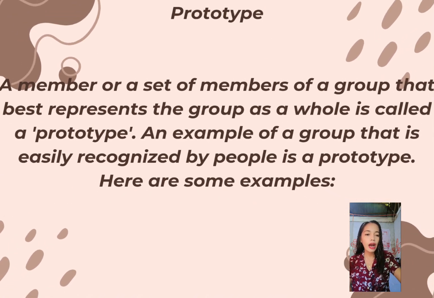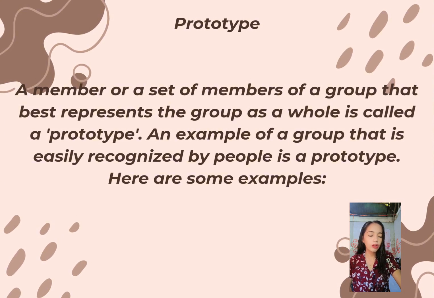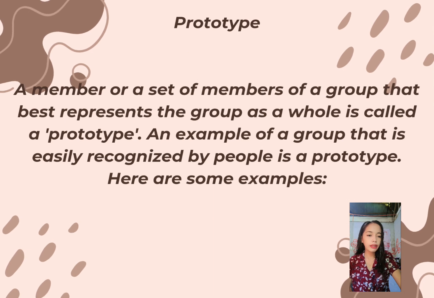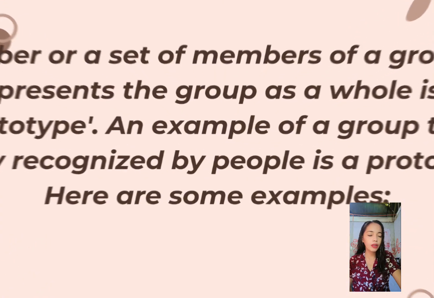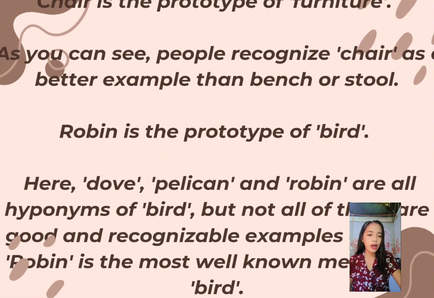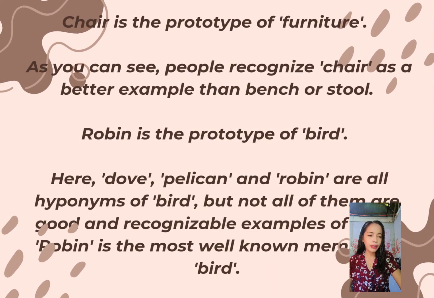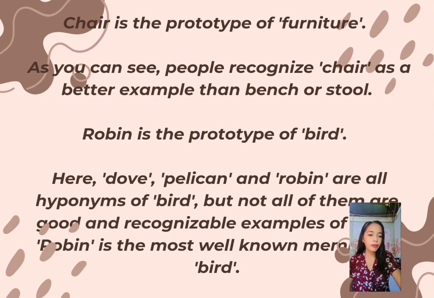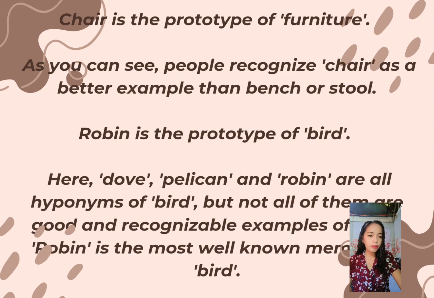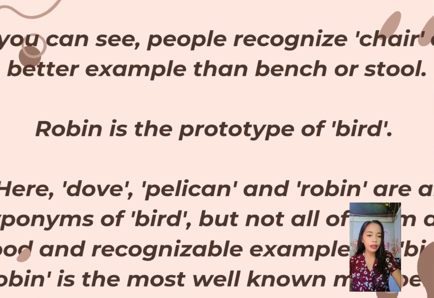Let's go to the other one. Prototype. A member of a group that is the base and represents the group as a whole is called a prototype. Here are some examples. Chair is a prototype of furniture. As you can see, people recognize a chair as a better example than a bench or stool. Robin is a prototype of bird. Hen, dove, pelican, and robin are hyponyms of birds, and not all of them are good recognizable examples of bird. Robin is the most well-known member of birds.